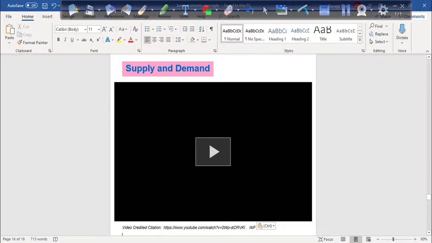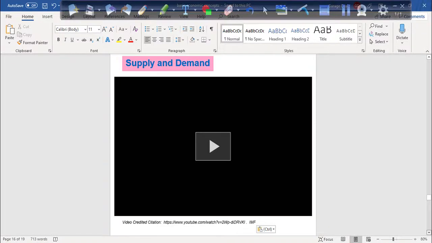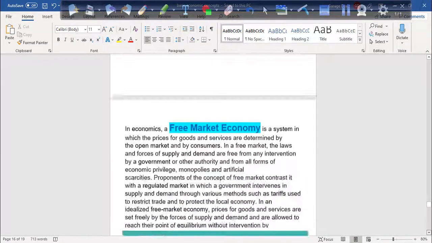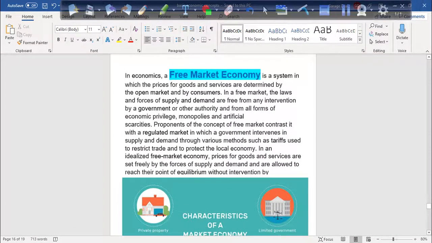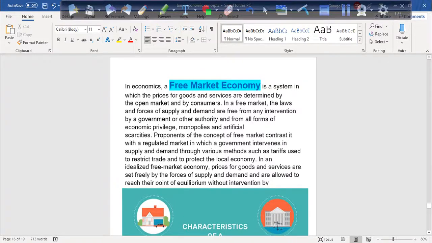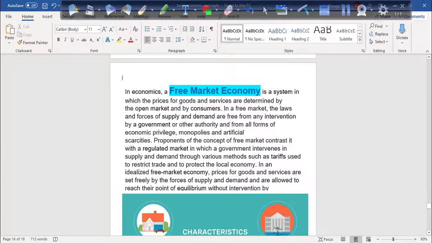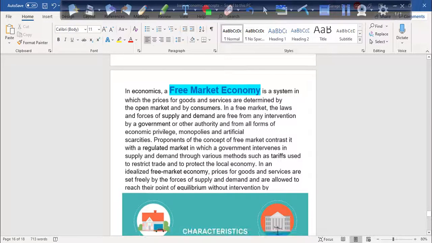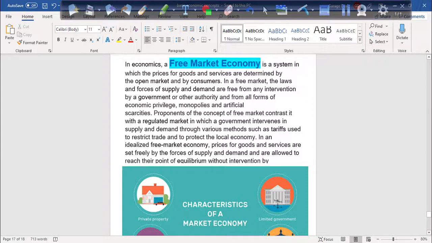Okay, so let's go ahead and move up to the next slide. Okay, so the free market economy, we discussed that. We present some additional information here.